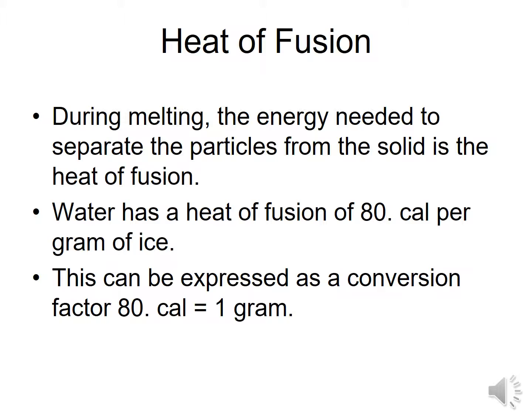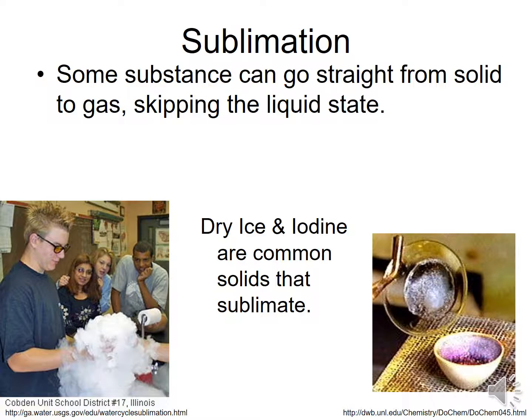The heat absorbed during melting, in order to separate the particles from the solid and make them into a liquid, is called heat of fusion. For water, the heat of fusion is 80 calories per gram of ice, so 80 calories per gram can be used as a conversion factor. Some substances can go straight from solid to gas, like dry ice, or iodine going from solid iodine to purple iodine vapors. This is called sublimation.